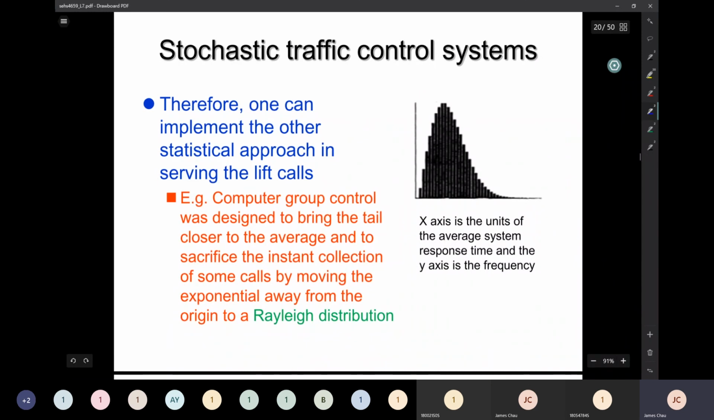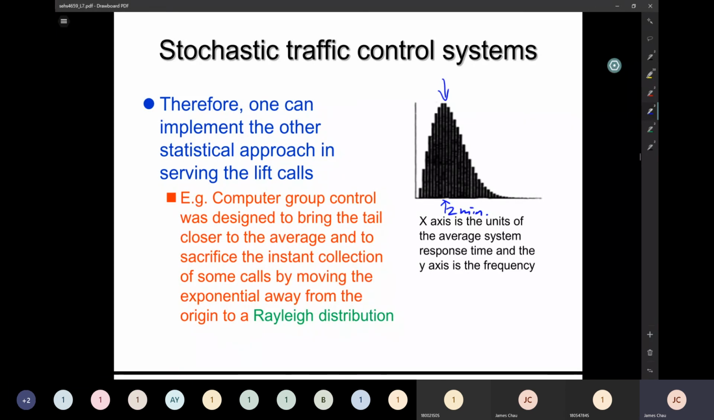For example, we can use another approach to serve the car call in the middle of the time, so that we try to serve the passenger within the maximum time, say for example, maybe 2 minutes, in order to get more passengers happy with the lift system. Now, therefore, it becomes a statistical approach to design your control. You make your distribution and then you control your lift car to serve according to the probability.